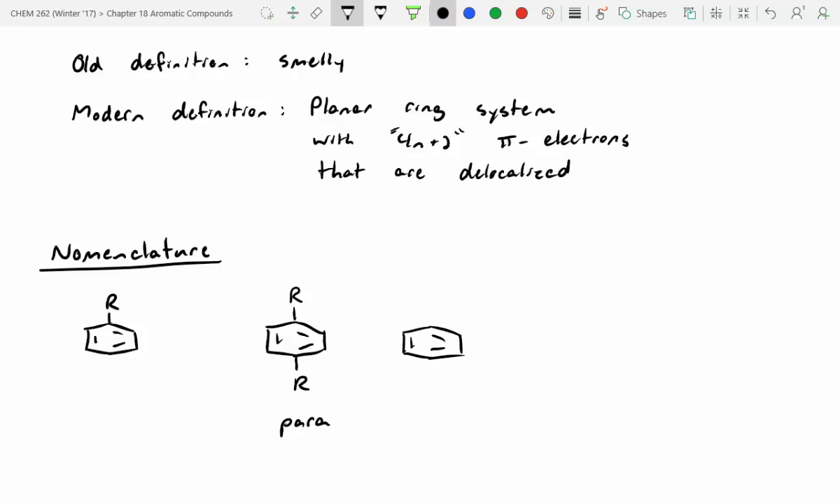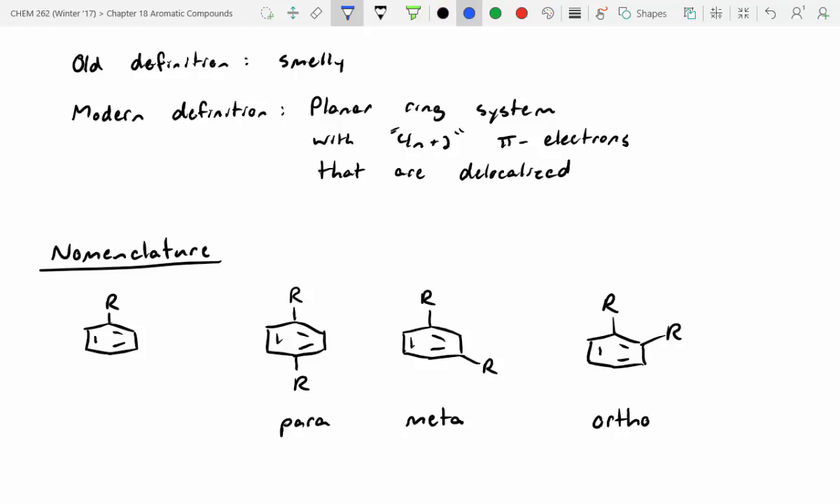You can also have rings that are oriented in this manner. What are these called? Meta. And then, last but not least, we've got R groups that are adjacent to one another. What are these called? Ortho. So this naming system is used to describe disubstituted rings.